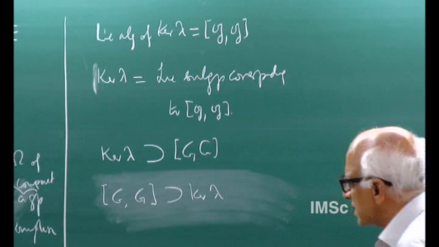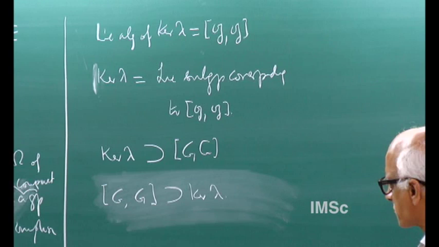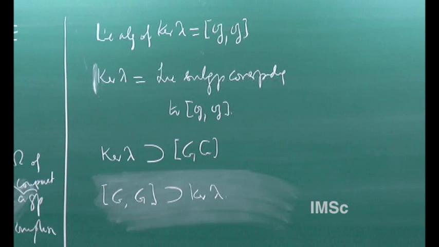Sorry, I seem to be missing something here. It's not difficult to prove, but I don't know what I'm missing. Maybe it's enough to show the Lie algebra of G. See, the problem is that one has to know that [G,G] is the Lie subgroup. Only then can I talk of the Lie algebra.